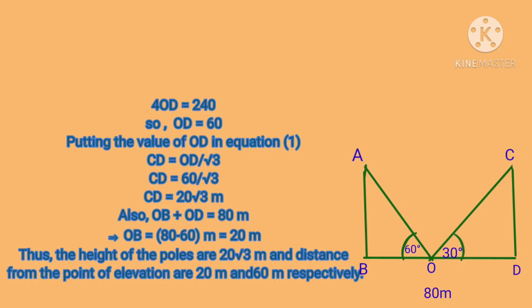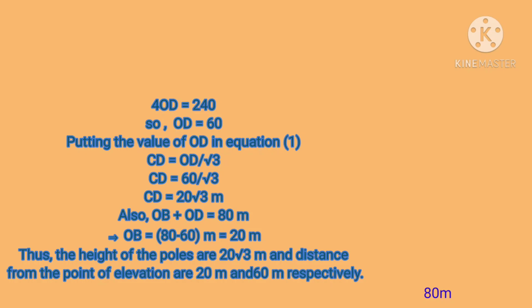So put this value of OD in equation number 1. We will get CD is equal to OD by root 3. So CD is equal to 60 by root 3. So after rationalizing it, we will get 20 root 3 meters. Also OB plus OD is equal to 80 meter. So OB is equal to 80 minus 60 equal to 20 meters. So the height of the poles are 20 root 3 meters, and distance from the point of elevation are 20 meter and 60 meters respectively.